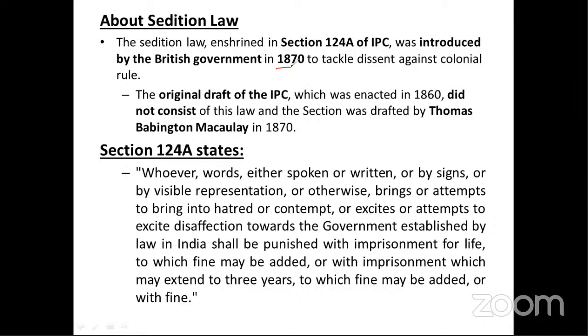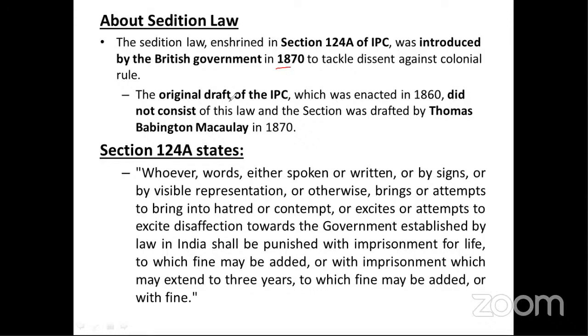They controlled the administration, the economy, and your judicial system, so they wanted such a law. If any freedom fighter, any person in India, raised their voice against the British government, they would be able to make them silent. So that's why it was introduced in 1870.